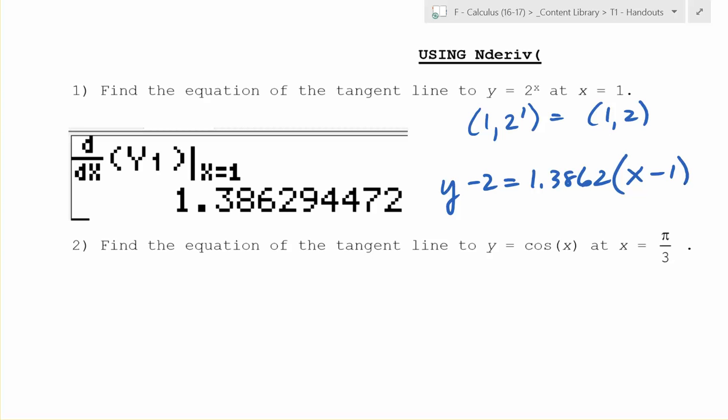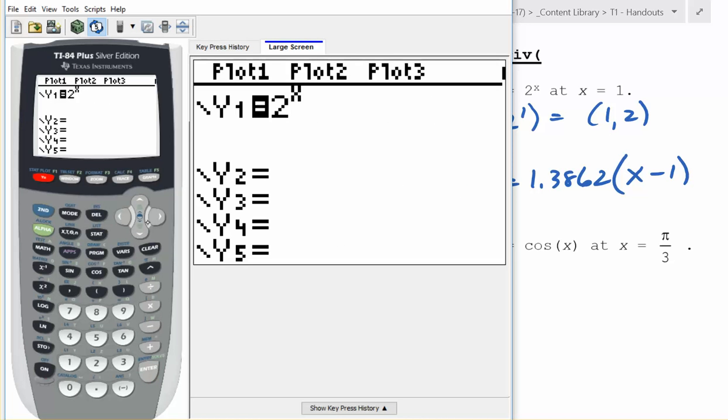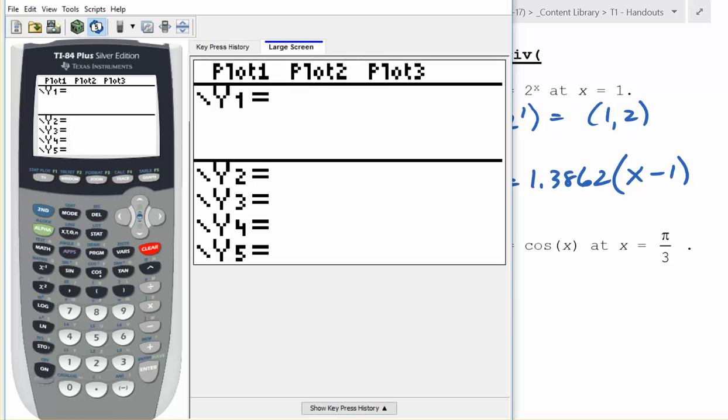Now on number 2, you would have to use the same method, because do you have any idea how to find the derivative of cosine algebraically? No, not algebraically. So instead, what could we do? We could literally go into our calculator, and instead of y1, what do we write here instead? Cosine of x, right?